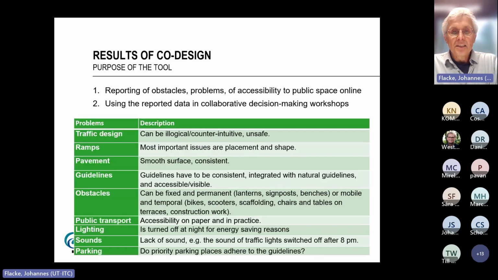To summarize, these were all the different barriers and problems they encountered in space on their photos and that we had to map, and that we were developing functions for how to map, because it's basically a mapping tool that we develop here. So traffic design, ramps, problems with pavement, problems with the guidelines on the ground. I'm not going to read out loud all of them now. But I'm sure you can see the slides so you can study them later in detail.